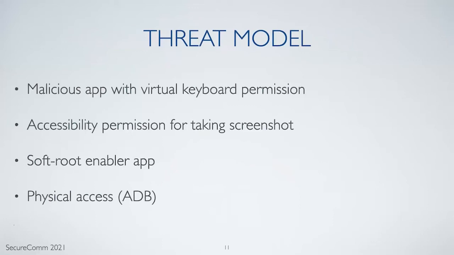We assume the attacker can install a malicious app on the victim's device with any of the following capabilities. The malicious app can have a virtual keyboard permission or accessibility permission for taking screenshots. We assume the user's device is not rooted. However, the malicious app can successfully root the device. The attacker can have physical access to the unlocked device for a few minutes to execute ADB command.